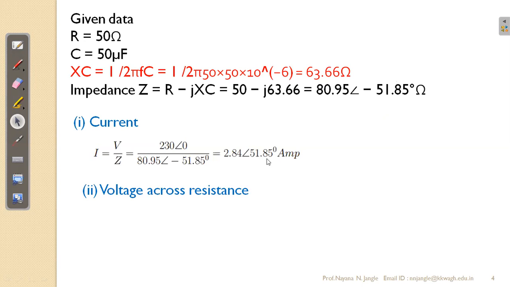The second parameter is voltage across resistance, VR. It is given by I into R. So current is 2.84 at an angle 51.85 degree into resistance value of 50 ohm. After calculating you will get voltage across resistance as 142 volts at an angle 51.85 degree.